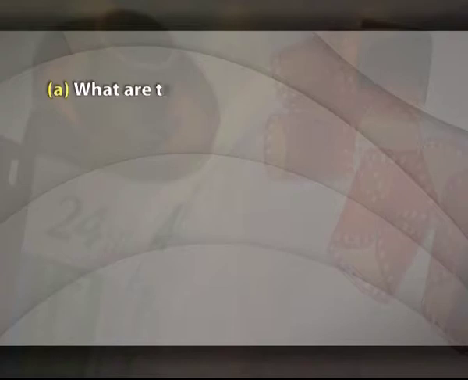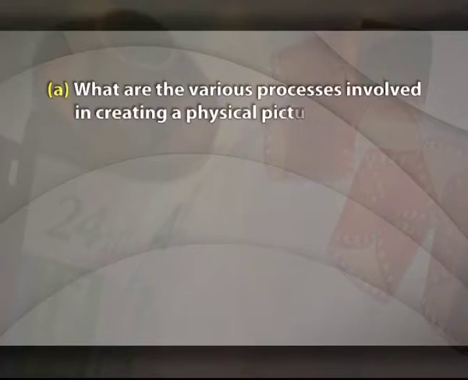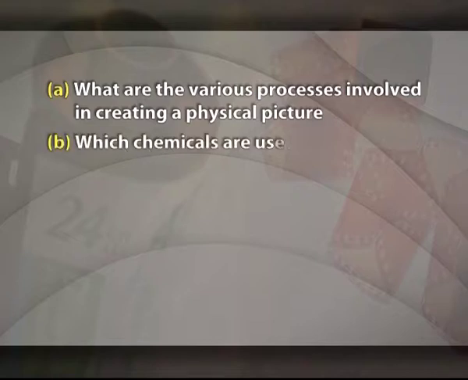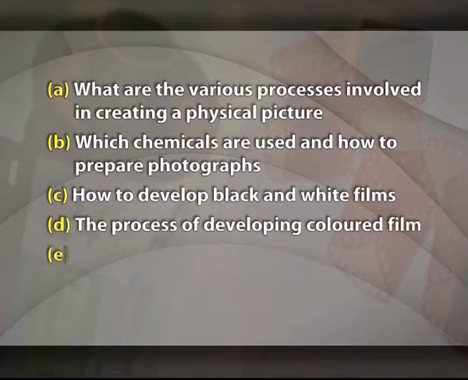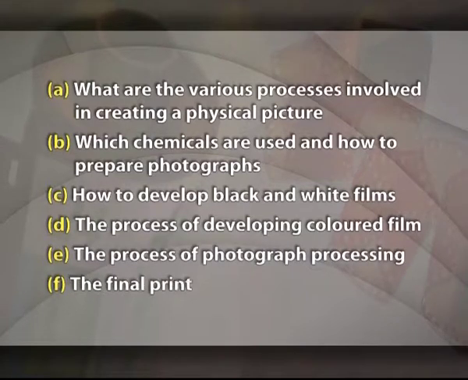In today's module, we would understand: A. What are the various processes involved in creating a physical picture? B. Which chemicals are used and how to prepare photographs? C. How to develop black and white films. D. The process of developing colored film. E. The process of photograph processing. F. The final print.